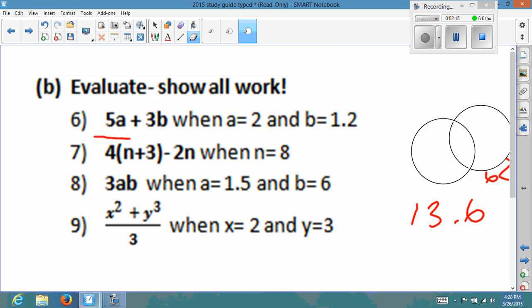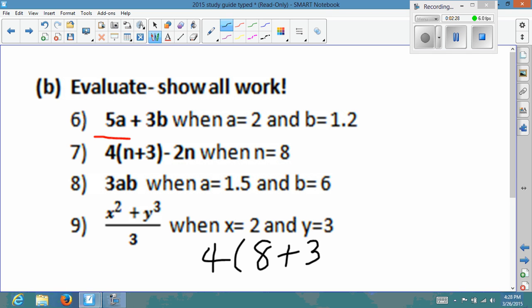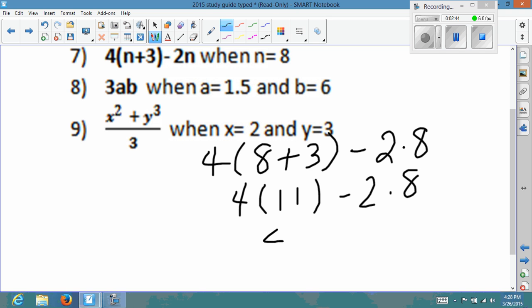Okay, next one says n is equal to 8. So I'm going to rewrite my equation, and I'm going to put these numbers into it. So I've got 4 times 8 plus 3, parenthesis, minus 2 times 8. So I'm going to start using order of operations right here in my parentheses. So 4 and 8, that's 11. Bring down everything else. Okay, now I'm going to multiply, and I get 44, and multiply, and I get 16. Then to get my answer, I'm going to evaluate what 44 minus 16 is.